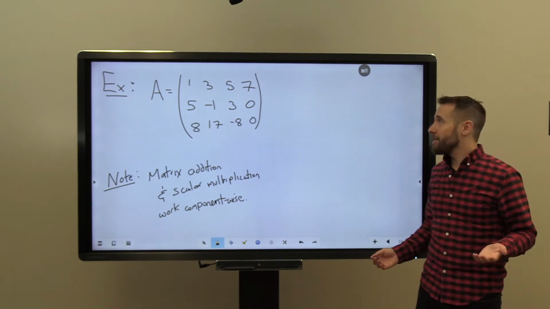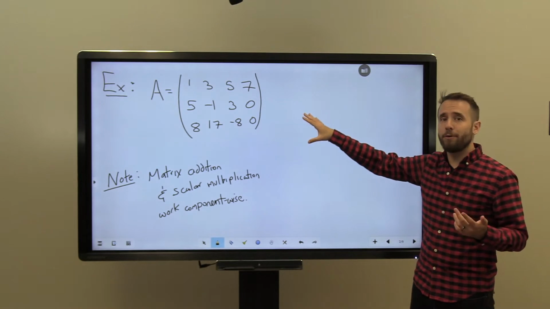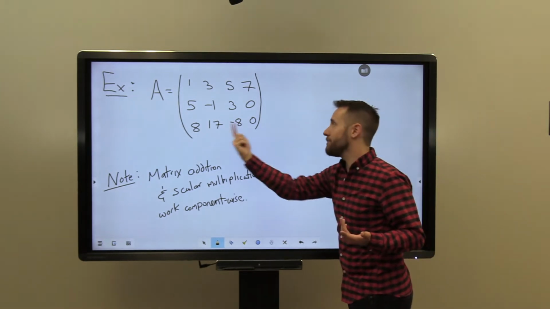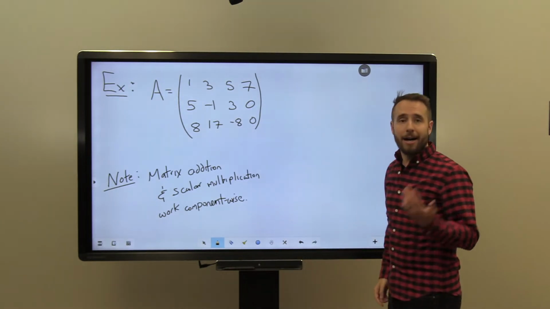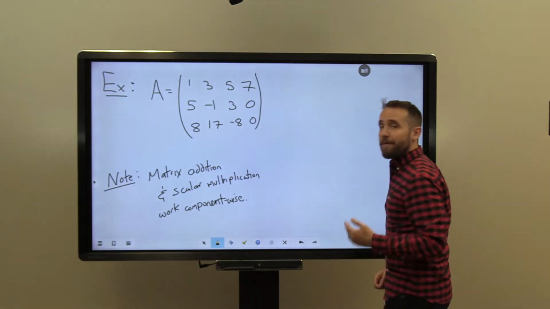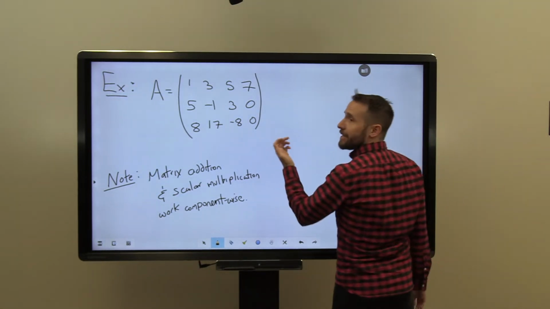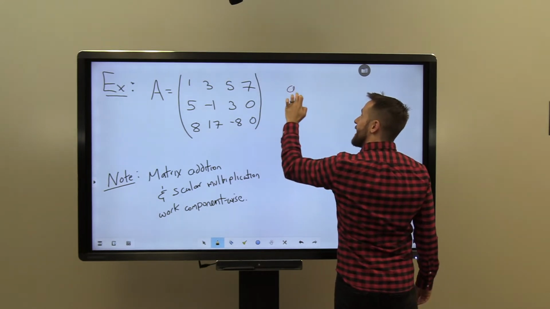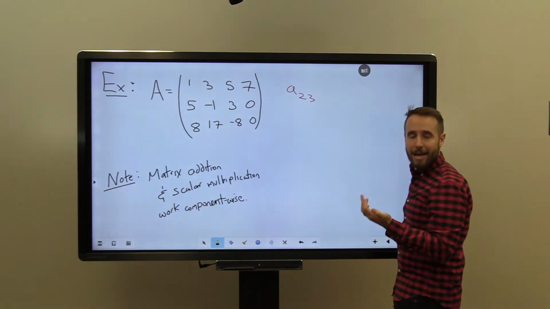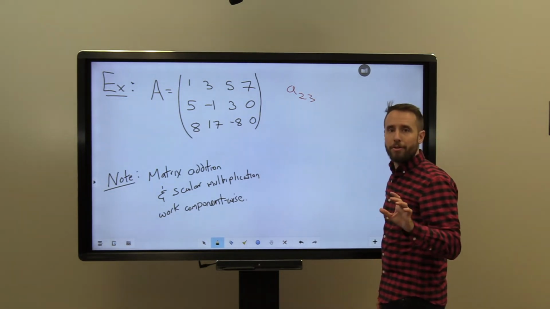Here's an example of a matrix. This is a matrix that is of size 3 by 4. Notice that it has 3 different rows, 1, 2, 3, and 4 different columns, 1, 2, 3, 4. I'm denoting it with a capital letter A and with these soft brackets. And if I wanted to describe a specific entry in the matrix, I could say, for example, the A, let's say 2, 3 entry. Well, that would be the entry that is in the second row and the third column.